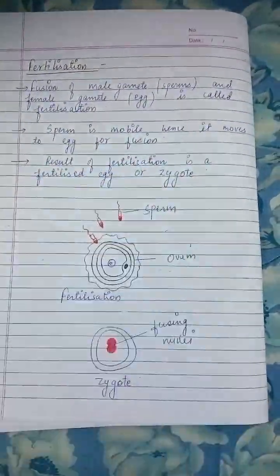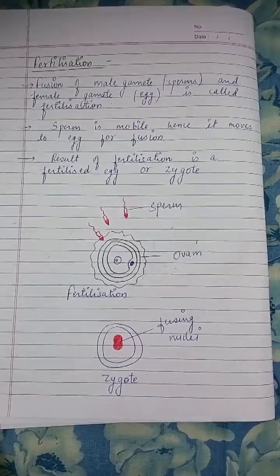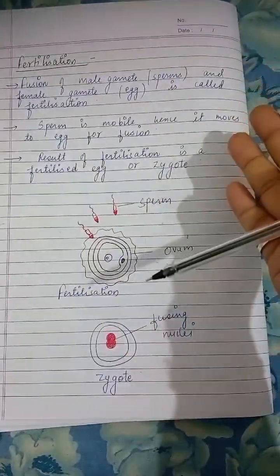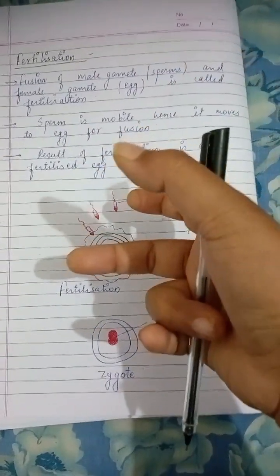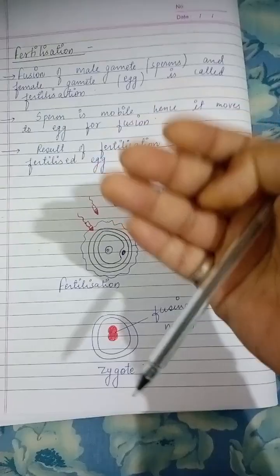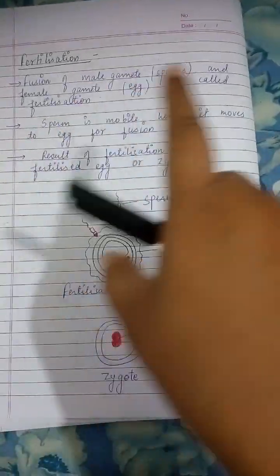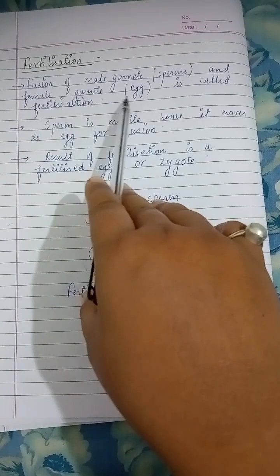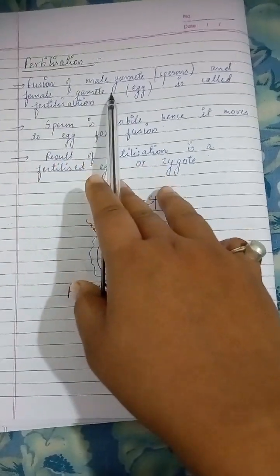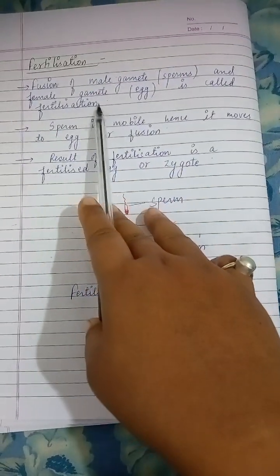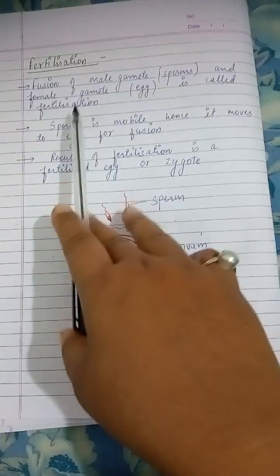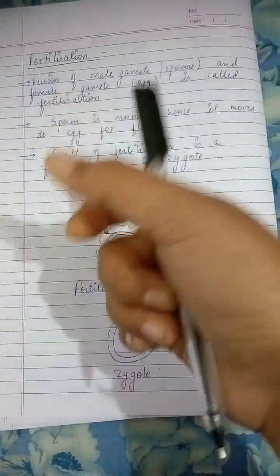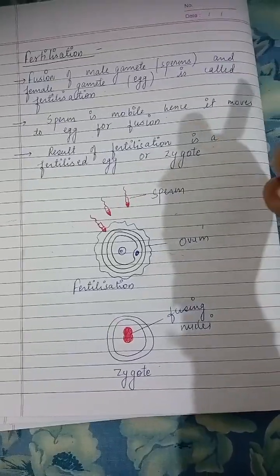See, the next term that comes is fertilization. What is fertilization? The proper meaning of fertilization is when the male gamete, that is the sperm, and the female gamete, that is the egg or ova, come together and get fused, it forms a different cell known as zygote. That whole process is known as fertilization. What is a male gamete? Male gametes are sperms and female gametes are eggs. See, it is written that the fusion of male gamete, that is sperm, and female gamete, that is egg, is called fertilization. Sperm is motile or mobile. Mobile or motile means it can move from one place to another, right?